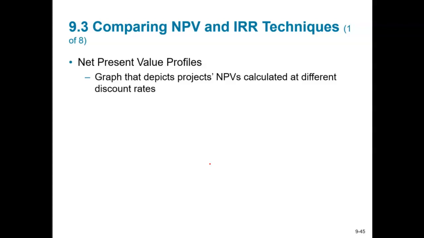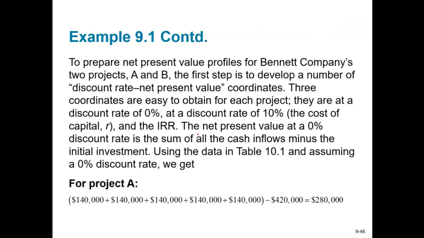So in order to compare NPV and IRR techniques, we can do what we call NPV profiles. That is, we put a graph with the different discount rates projected, and each is talking about at different points of discount rates what is the NPV. So if you plot all this, that gives us the net present value profiles. So let's apply this to the Bennett company's two projects, A and B. So in order to do this, we require the coordinates.